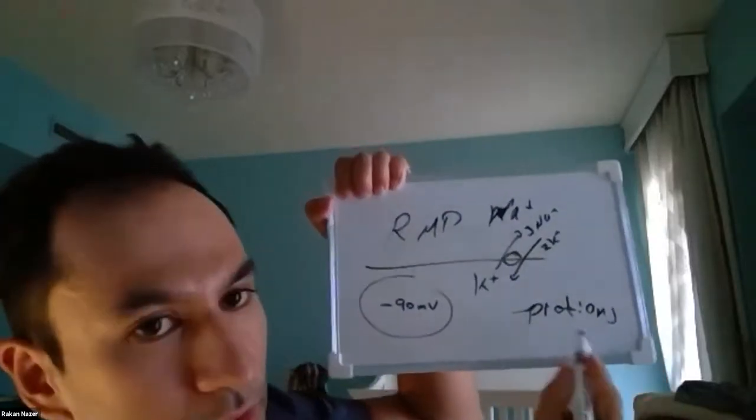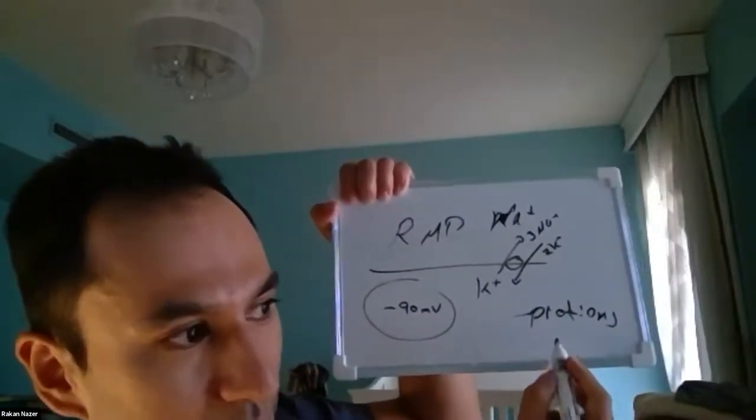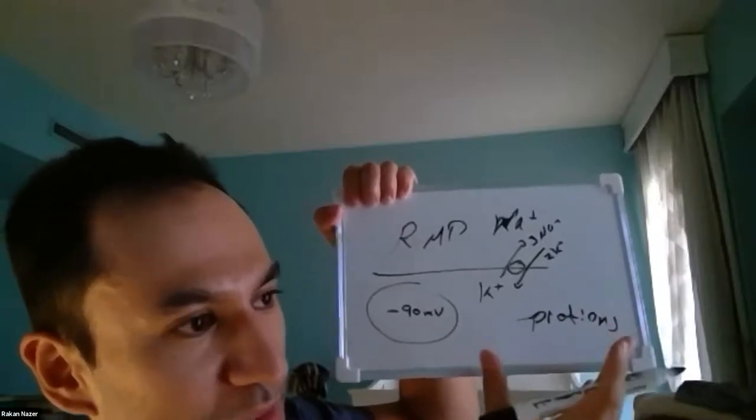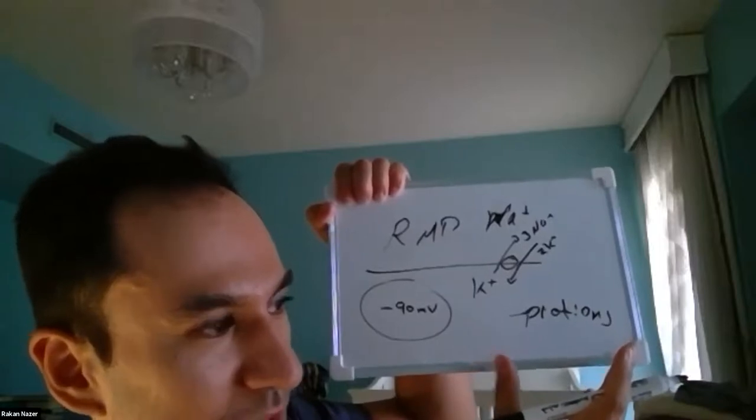Proteins. Proteins are full of, what's usually the charge of proteins? The hydroxyl group proteins. It's positive? Negative? Negative. Proteins are negative usually.